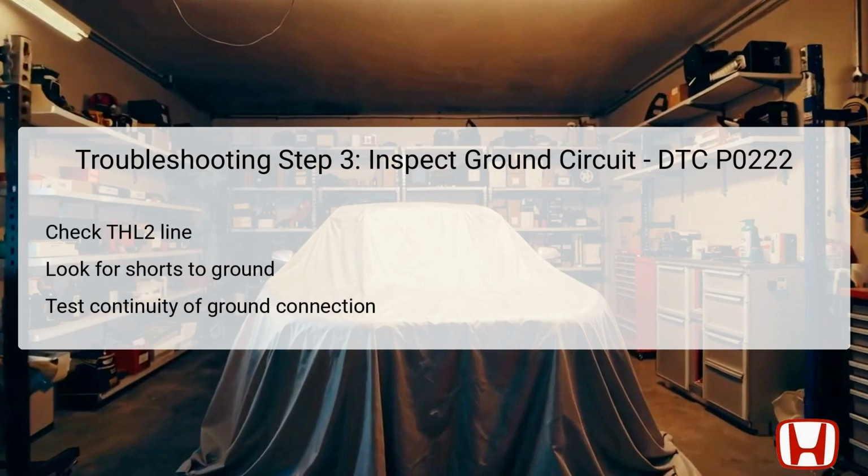In the third troubleshooting step, attention shifts to the ground circuit associated with the throttle position sensor B, specifically the TL2 line. It is crucial to verify that there are no shorts to the ground that could affect the sensor's performance. Utilize a multimeter to check for continuity in the ground connection, ensuring it is intact and free from any corrosion or obstruction. If a short is detected, this must be rectified, as it can lead to the TP sensor B sending incorrect readings to the PCM.